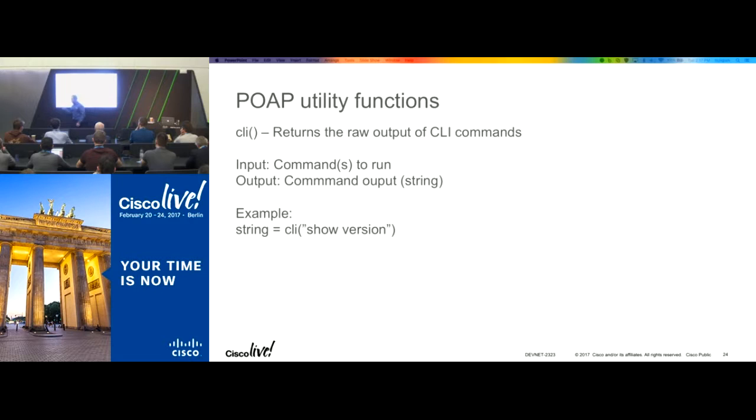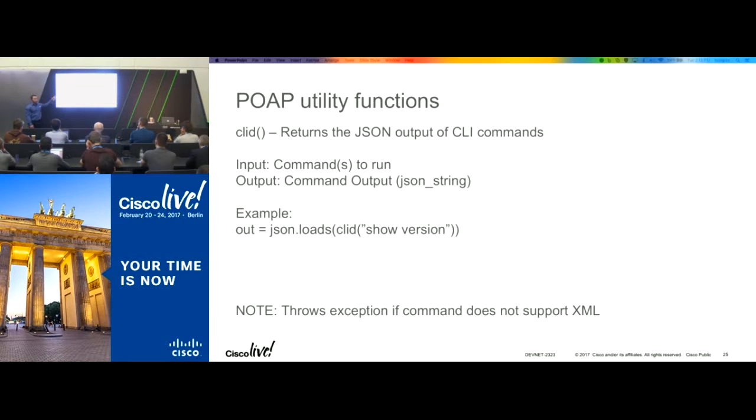In these, we have cli, which is our function which runs a CLI command from the command line, and it can save the output into a string for parsing. But we also have clid, which already returns a JSON format. So are you guys familiar with JSON? A little bit? OK. JSON makes it simpler.